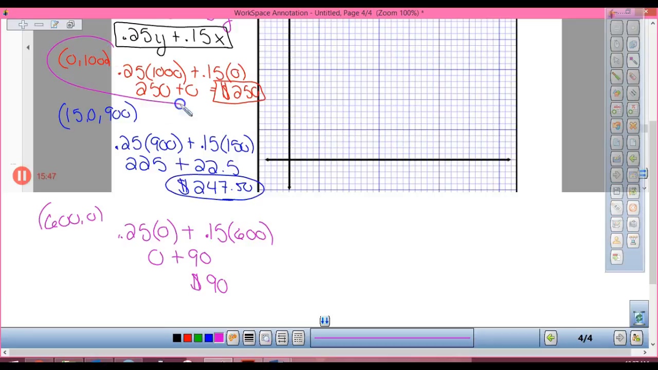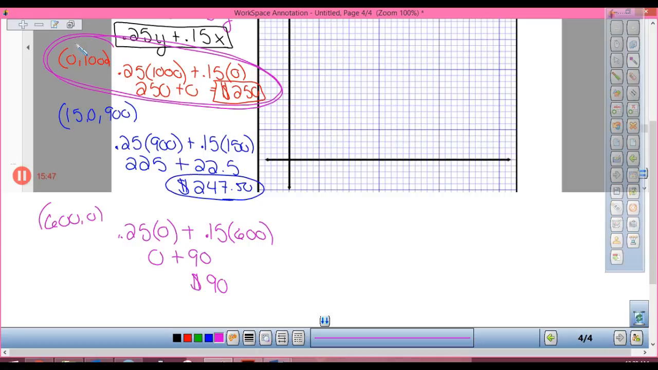So where is my biggest profit? Up here, right? That was if they package 0 gobstoppers and 1,000 Wonka bars, that's where their highest profit is going to be. That's a boatload of work, isn't it? That's why we're doing a lot of this together.